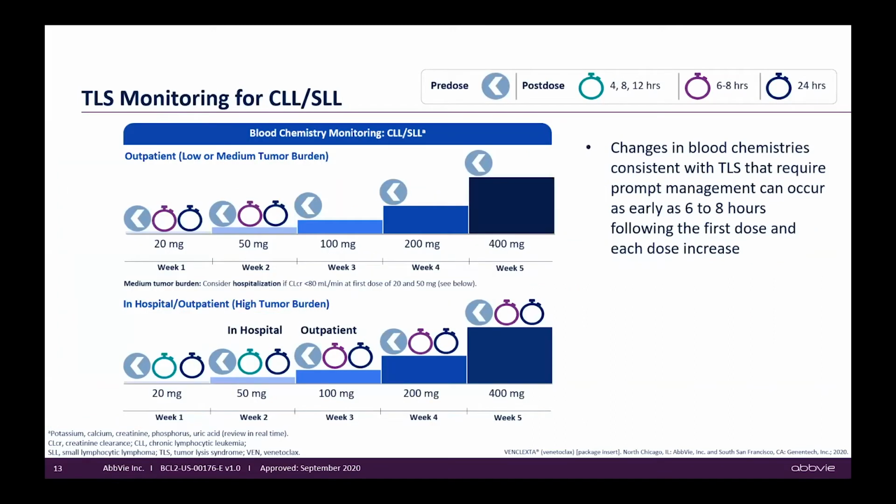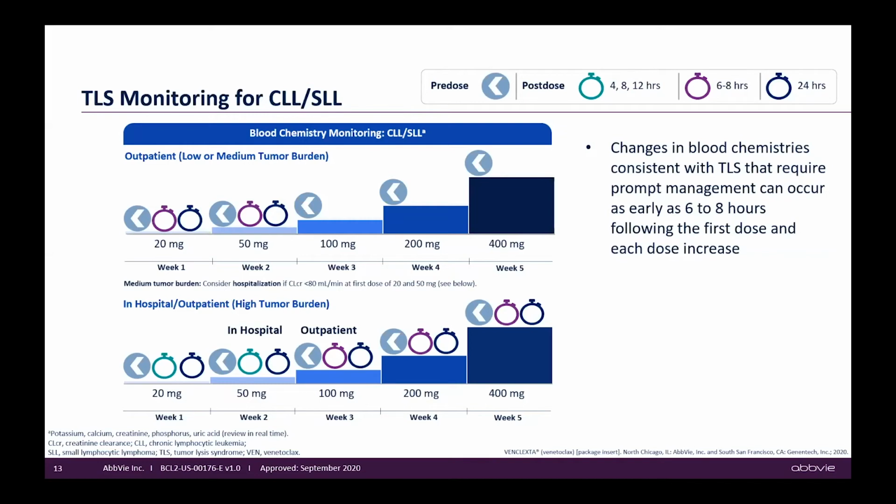And we talked about how we categorize these patients into low, medium, and high tumor burden risk. We then will implement appropriate prophylactic measures with allopurinol and oral or IV hydration based on that risk. And of course, another cornerstone of TLS prophylactic management and monitoring is going to be monitoring of TLS labs and associated blood chemistries. And so once we separate these patients into those categories, for the low and medium tumor burden patients, they can be monitored as an outpatient.